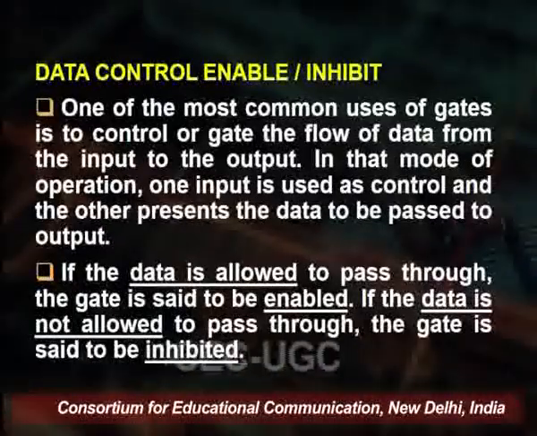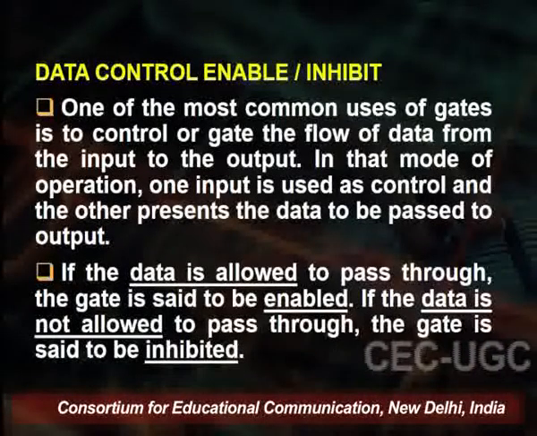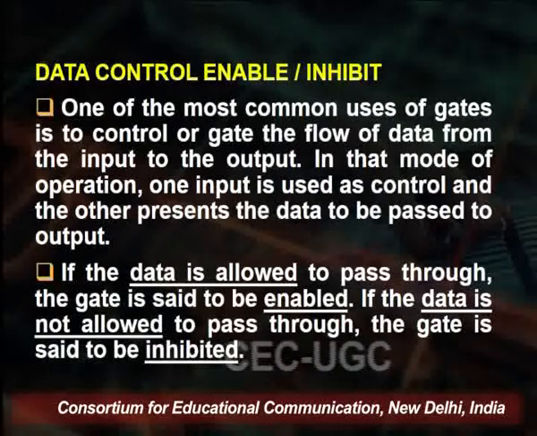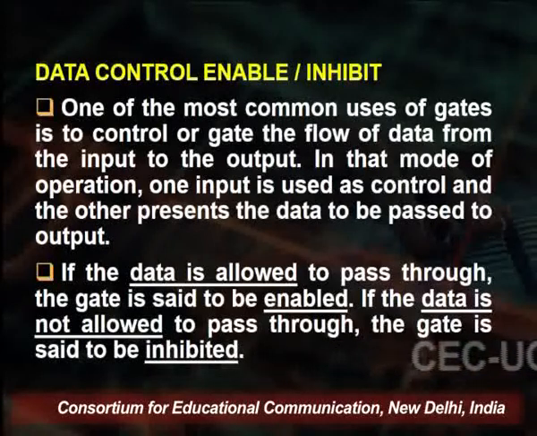One of the most common uses of gates is to control the flow of data from input to output. That includes one very big control, whether we want the data to go from input to output or not. Today we will see how we incorporate this into the functioning of the gates. If the data is allowed to pass through the gate, it is said to be enabled. And if the data is not allowed to pass through the gate, then it is said to be inhibited.